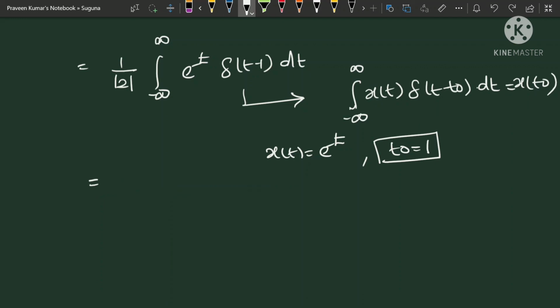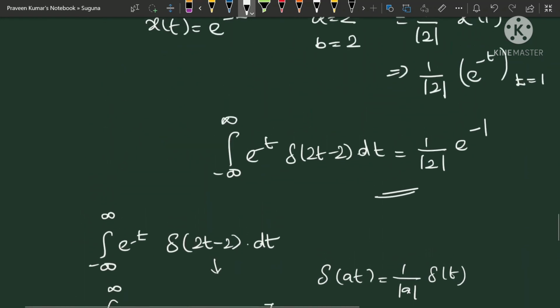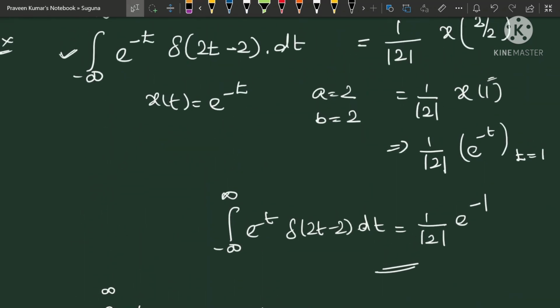So if you compare, our equation will be 1/2 e power minus t, with t naught in place of t, right? So t naught. Okay, what is the t naught value? T naught is equal to 1. So 1/2 e power minus 1. This is our expression as we got by using the equations directly. So 1/2 e power minus 1.